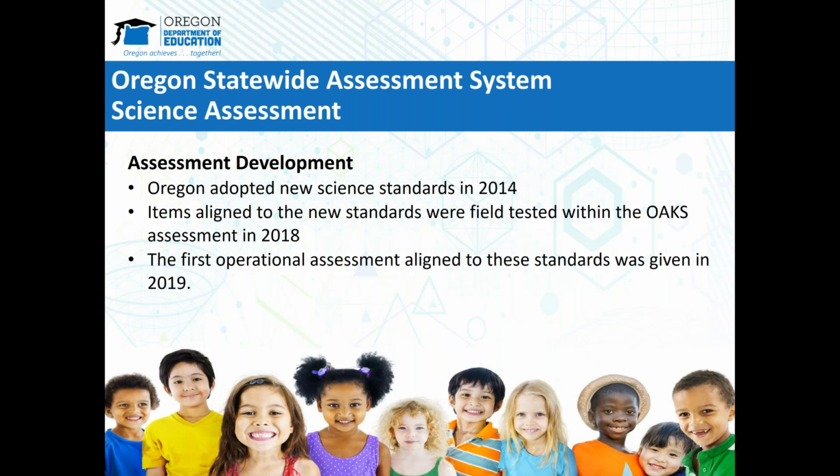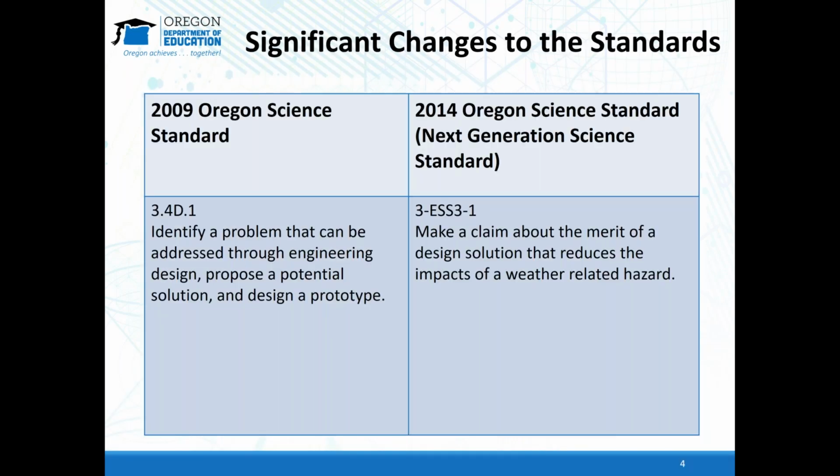So just to give you an overview of the changes from the former 2009 standards to the 2014 Oregon Science Standards, here's an example of the old and new standards side by side for comparison. One of the things you can note is the specificity of the new standards and the increased level of rigor in what we're asking students to do: make claims about the merit of a design solution rather than just identifying a particular problem.